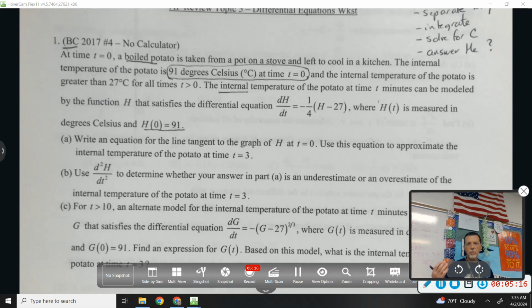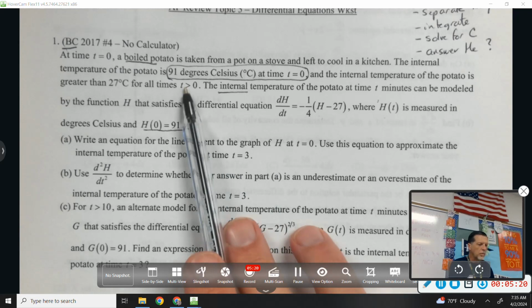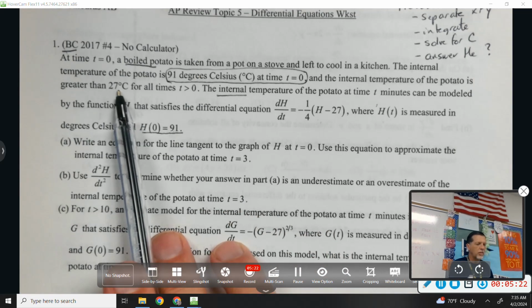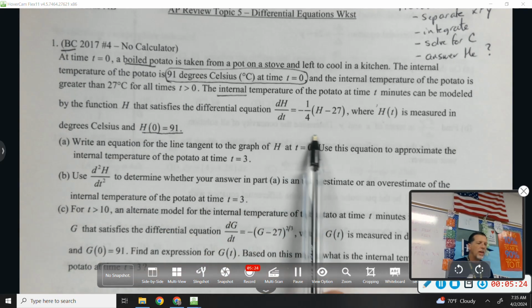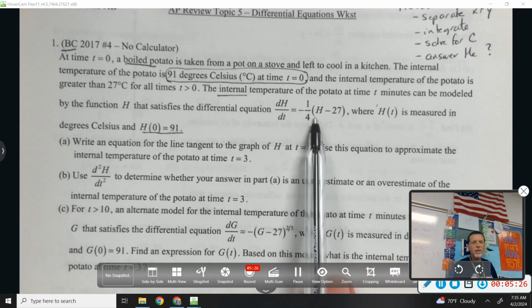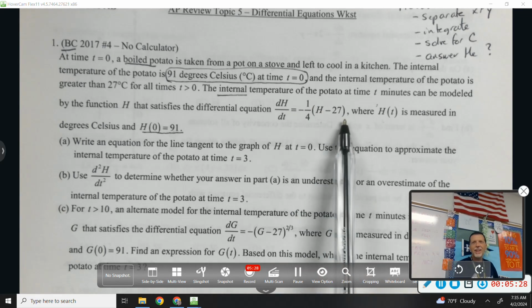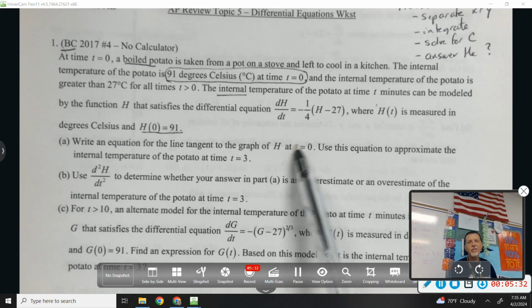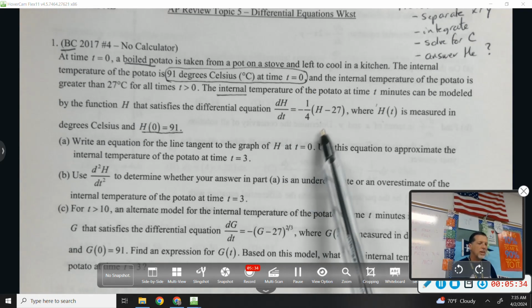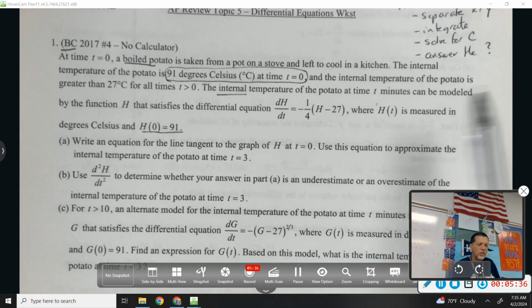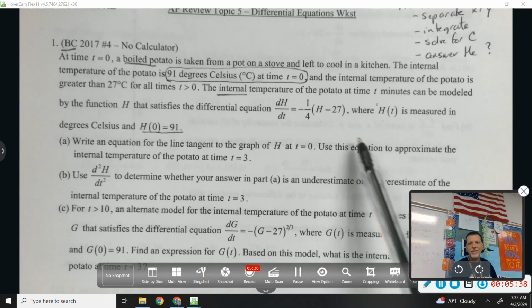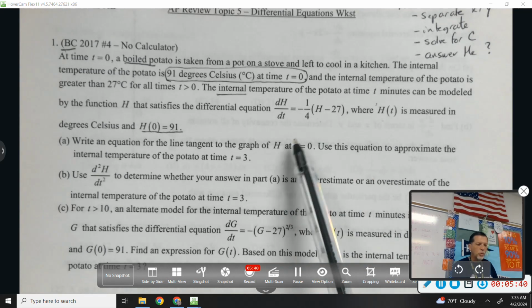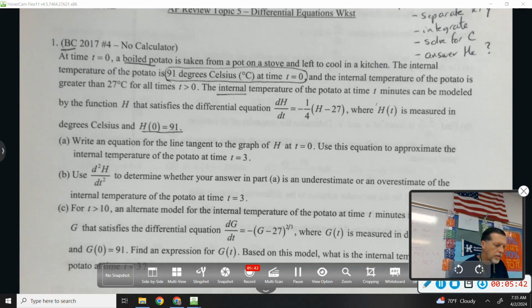It's presumably going to start cooling down because it starts at 91. It stays greater than 27 for all time. This is Newton's law of cooling. You don't have to know that. And I think I remember saying that if they need you to use it, they'll give it to you. So there it is. We've done those problems, and they didn't even call it Newton's law of cooling. So it doesn't matter if you recognize that or not. But this is how it cools, the rate of its cooling.